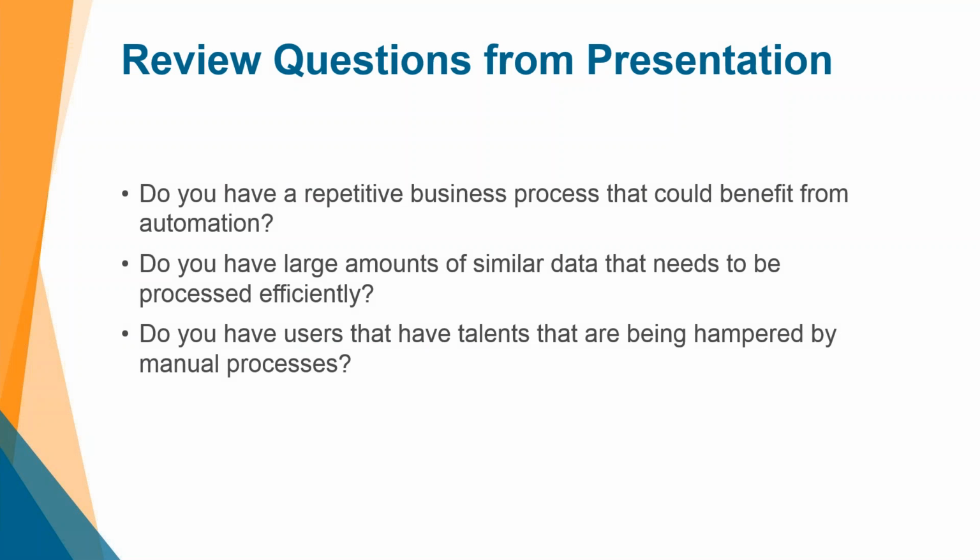So, ask yourself a few of these questions. Do you have a repetitive business process that could benefit from automation? Do you have large amounts of similar data that needs to be processed efficiently? Do you have users that have talents that are being hampered by manual processes? If so, engage with one of your Navient account reps to begin the conversation to see benefits that your organization could stand to gain by implementing RPA through Task Automator.